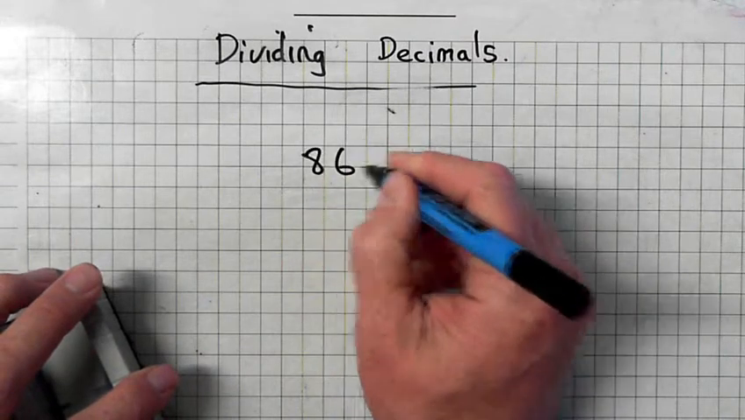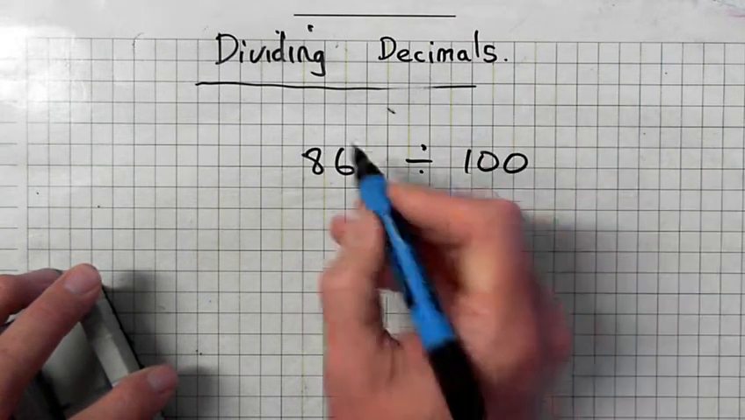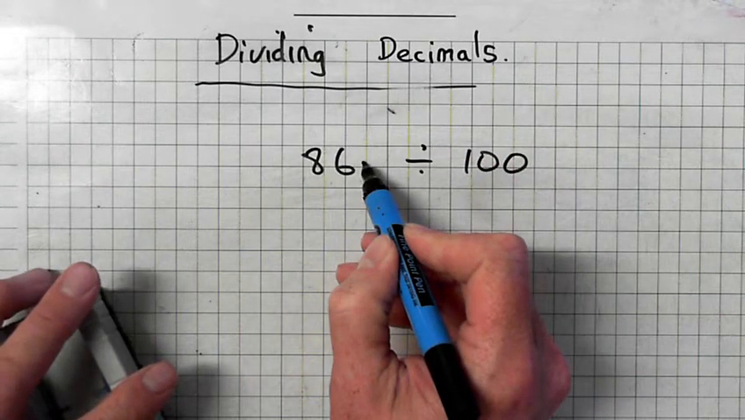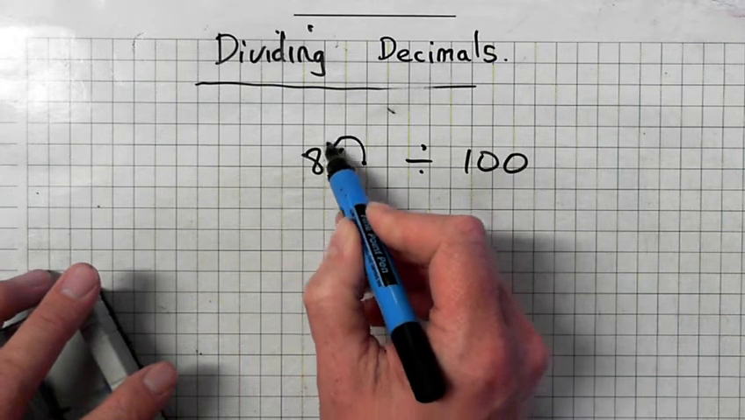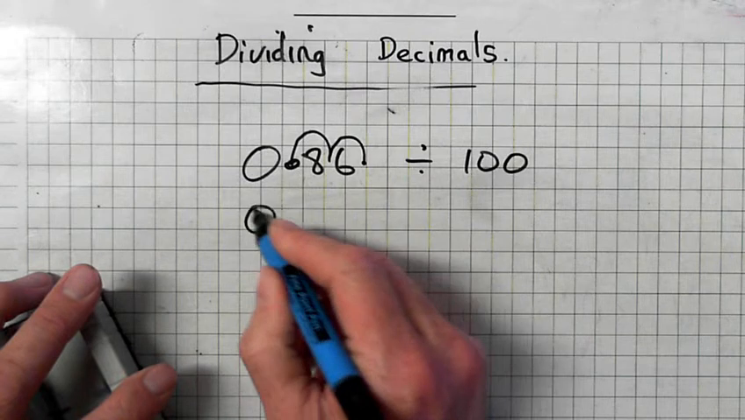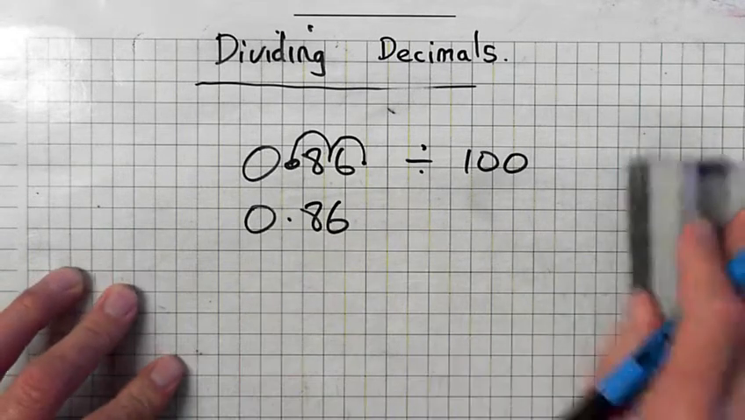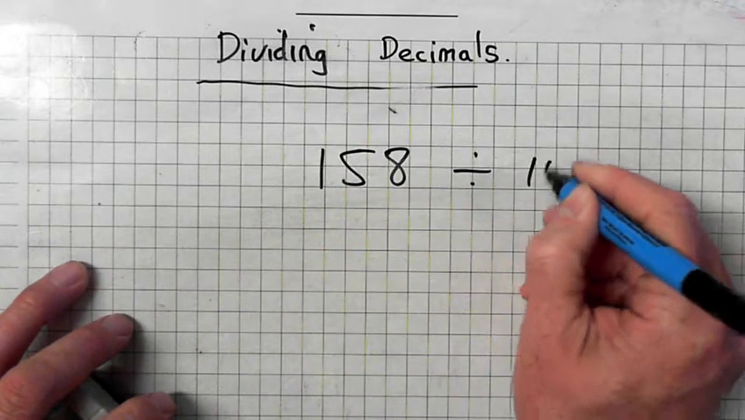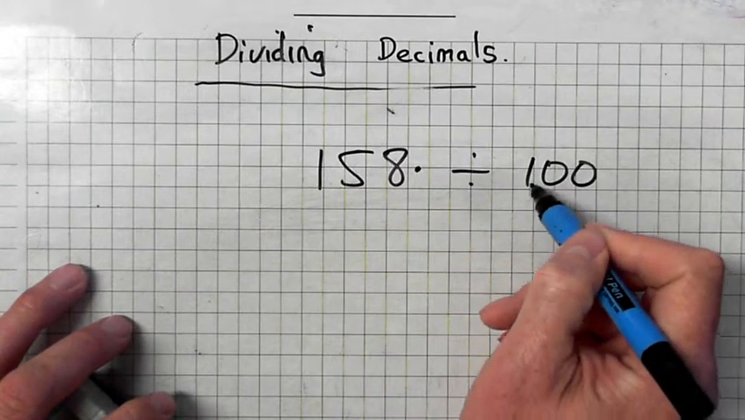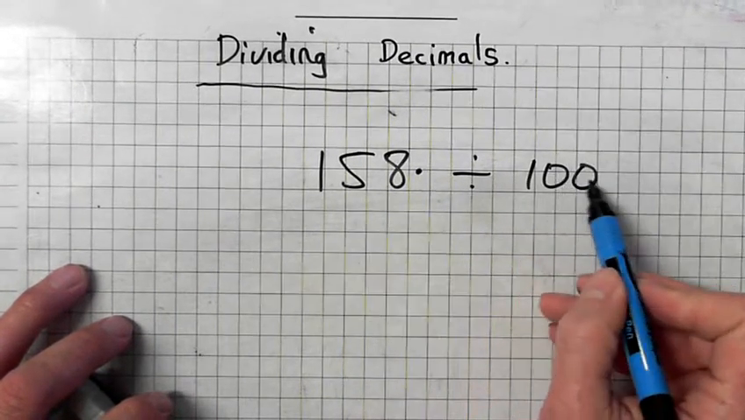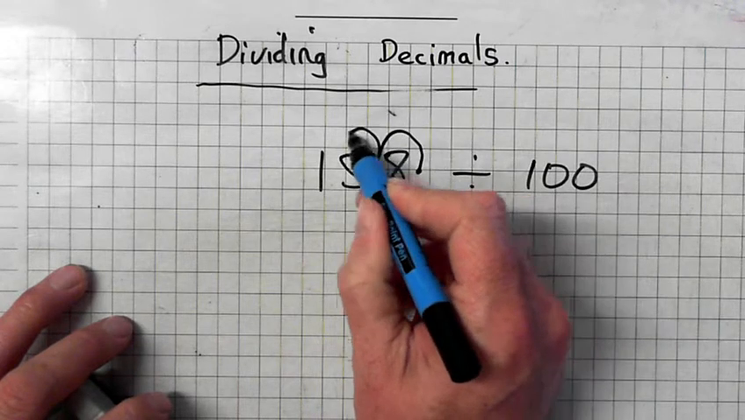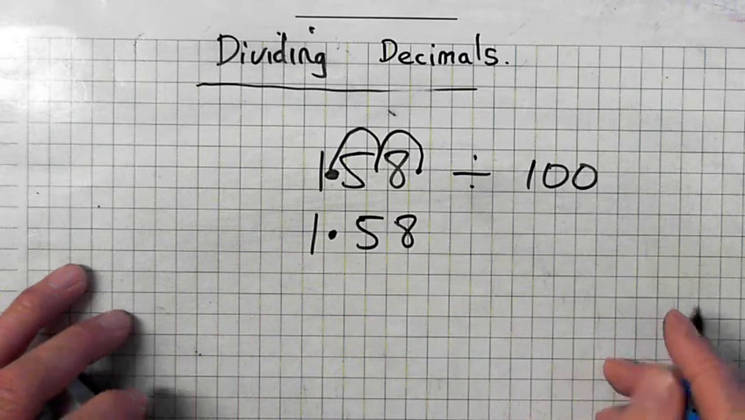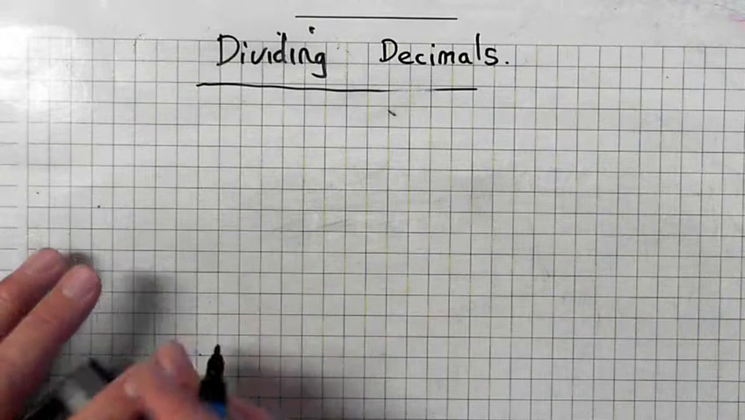86 divided by 100. The decimal point is here. Dividing makes it smaller. So which way will I move the decimal point? Left or right? 0.86. That's right. 0.86. And 158 divided by 100. Decimal point is here. Dividing by 100 makes it smaller. 2 zeros means I move it 1, 2. 1.58. And one more.